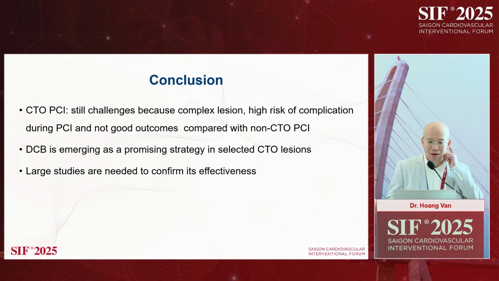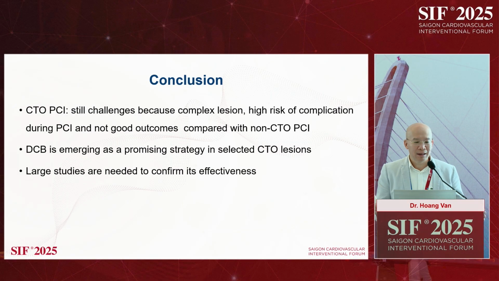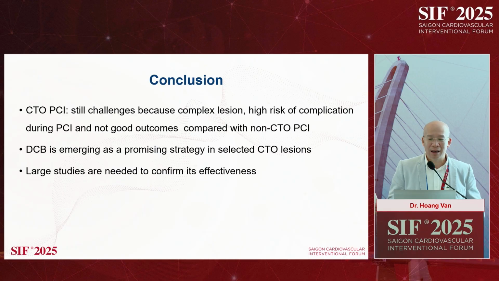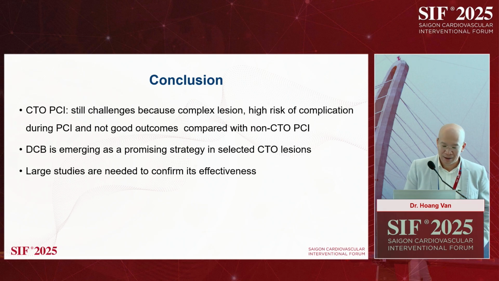So, some summaries. CTO PCI is still challenging because of the complete occlusion, with high risk of complications during PCI and not as good outcomes compared with non-CTO PCI. Maybe DCB is emerging as a promising strategy in selected CTO lesions, but we need further studies to confirm its effectiveness. Thank you so much.